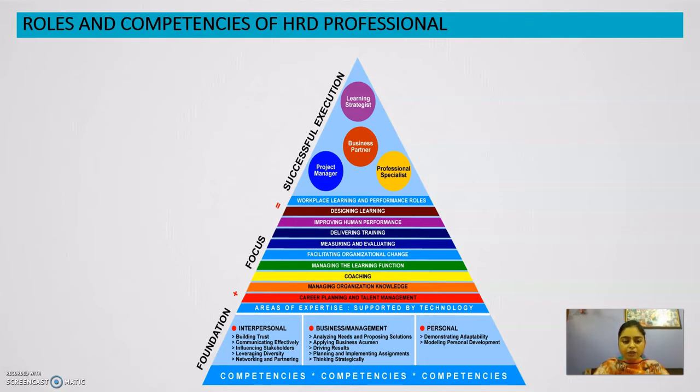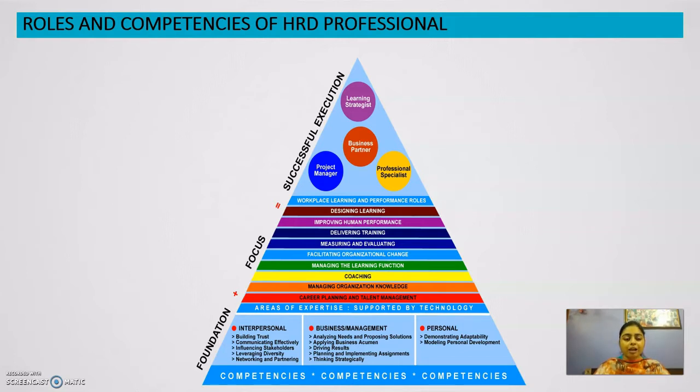Next is your focus. Focus is also called your area of expertise, which is supported by technology. It is the second tier of the model and it comprises specific technical and professional areas required for success across various jobs in the field. These areas of expertise are specialized areas that build and rely upon the focused application of the foundation competencies. There are 9 areas of expertise as shown in this pyramid: career planning and talent management, managing organization knowledge, coaching, managing the learning function, facilitating organizational change, measuring and evaluating, delivering training, improving human performance, designing learning, etc.